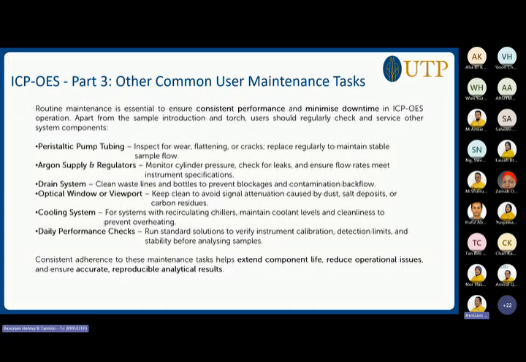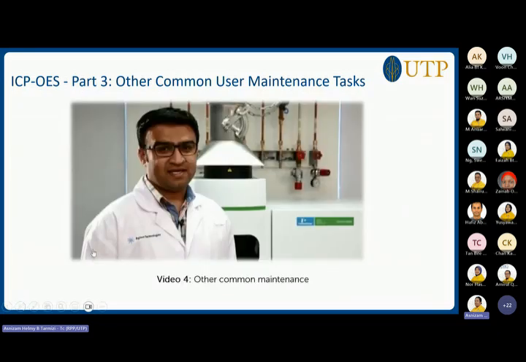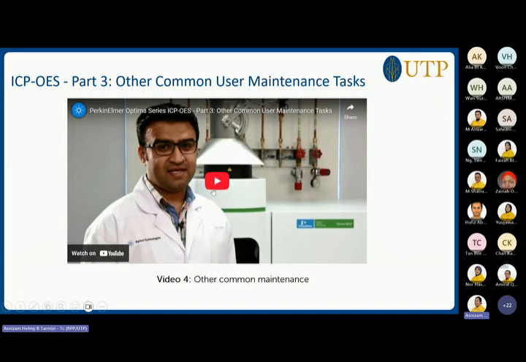Cooling system: for systems with a recirculating chiller, maintain cooling level and cleanliness to prevent overheating. Daily maintenance check: run a standard solution to verify instrument calibration, detection limit, and stability before analyzing the sample. Consistent adherence to these maintenance tasks helps extend component life, reduce operational issues, and ensure accurate, reproducible analysis results. This is the last video for common user maintenance tasks.